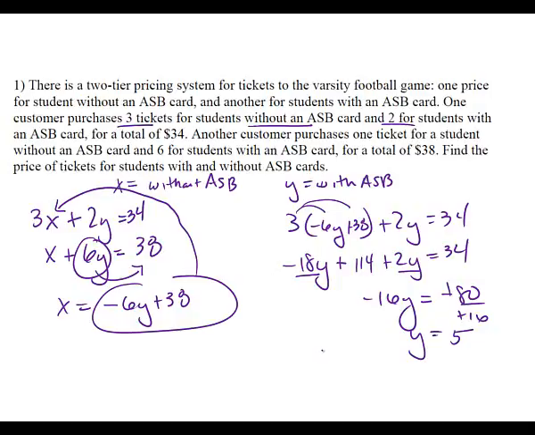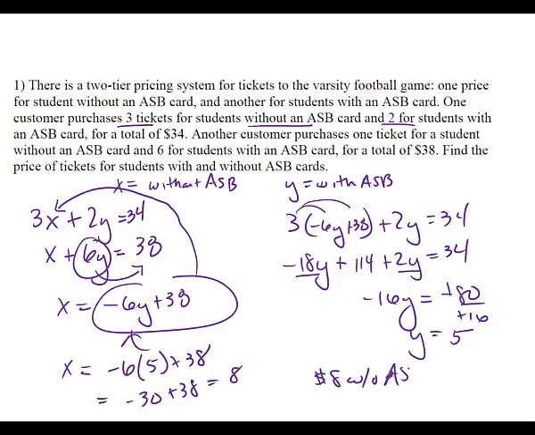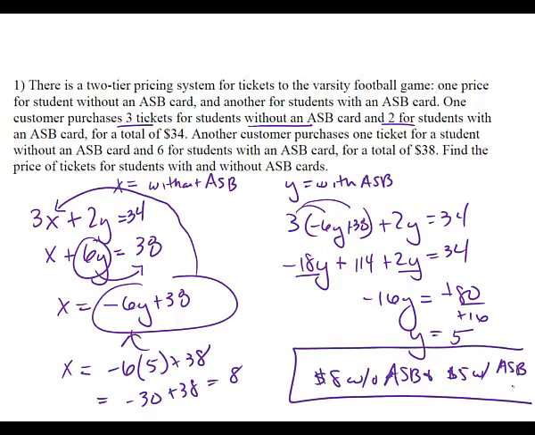5. So we have got 5 with ASB. Okay. Or no, $5 for the ASB card, right? And then I'd probably go ahead and just plug into this one here to get how much the non-ASB ticket was. So negative 6 times 5 plus 38. What's negative 6 times 5? 30. Plus 38 is 8. So we would say that it is $8 without ASB and $5 with ASB. With ASB, you get in free.